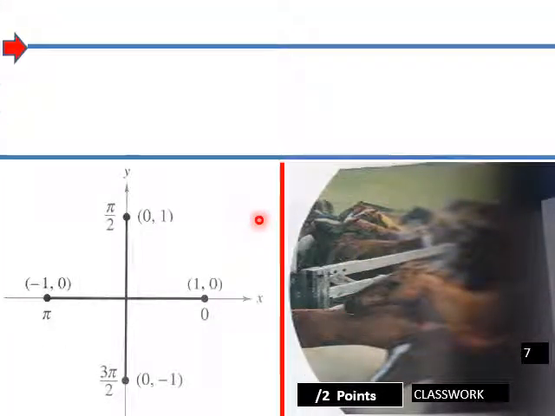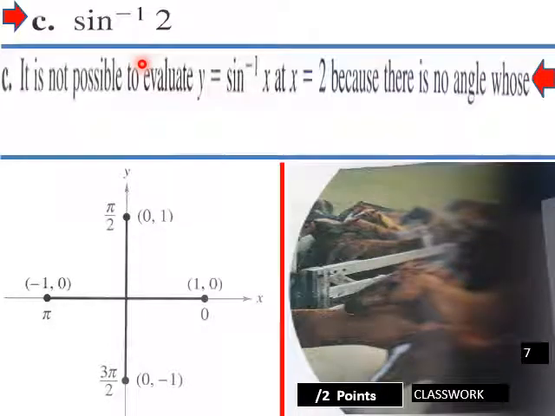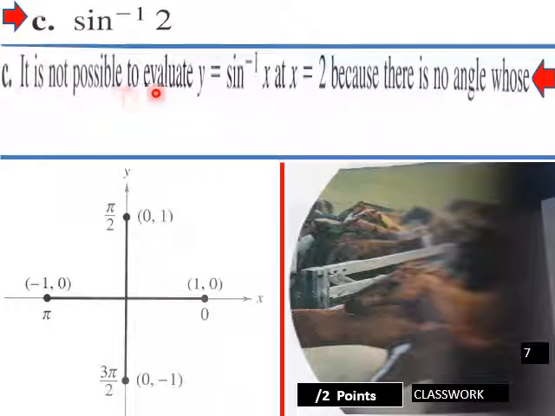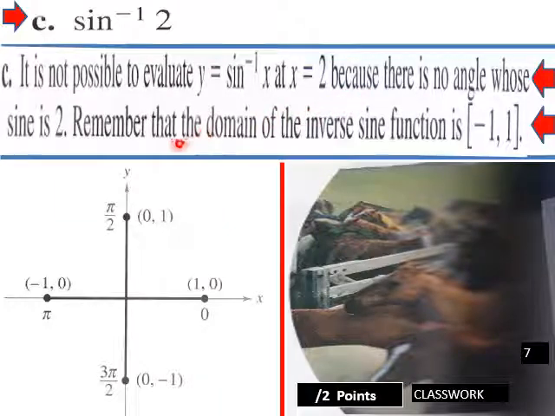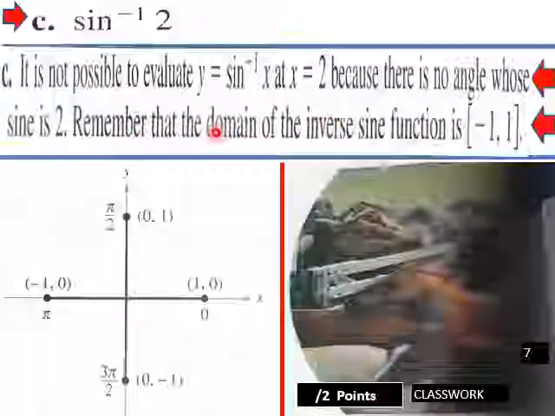So when you have a unit circle situation with this grid here, see sine to negative 1 of 2. It is not possible to evaluate this function here, y equals sine to negative 1 at x equals 2, because there is no angle whose sine is 2. Remember that the domain of the inverse sine function is negative 1 to 1. So when you're trying to take a sine outside this interval, it's not possible.